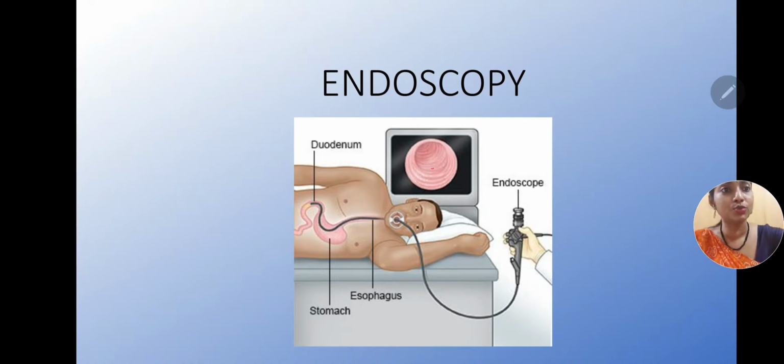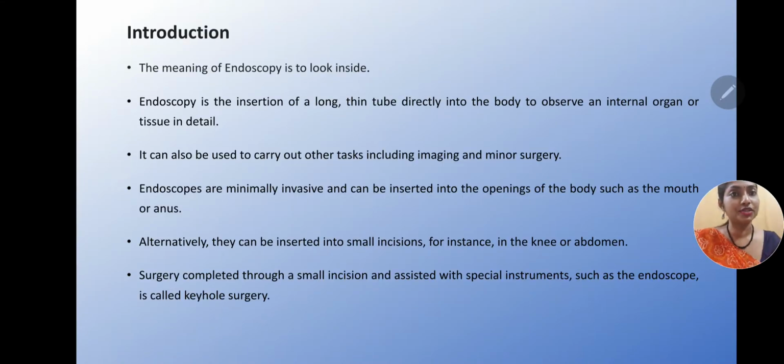Now let us learn about endoscopy in detail. Introduction. The meaning of endoscopy is to look inside. Endoscopy is the insertion of a long, thin tube directly into the body to observe an internal organ or a tissue in detail. It can also be used to carry out other tasks including imaging and also minor surgeries. Endoscopes are minimally invasive and can be inserted into the openings of the body such as mouth, anus, etc. Alternatively, they can be inserted into small incisions, for example the knee or abdomen.